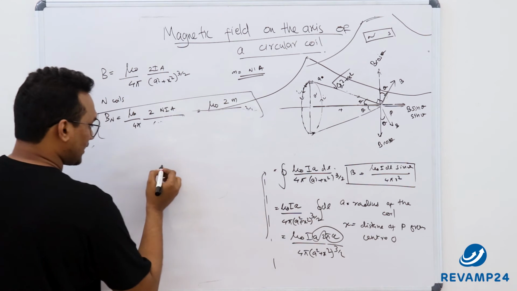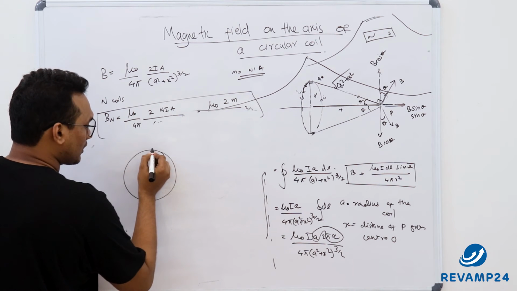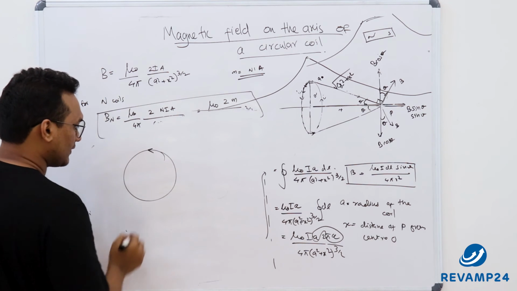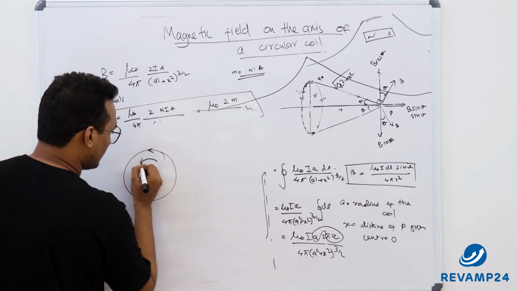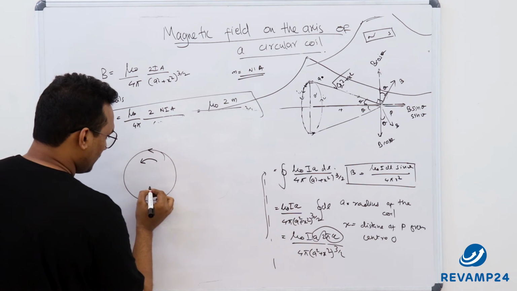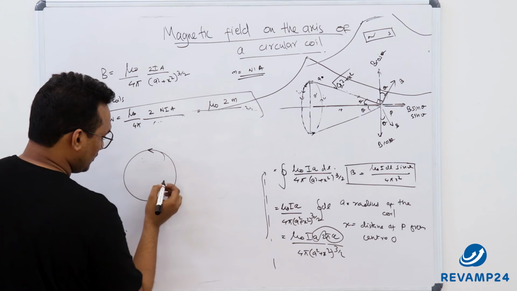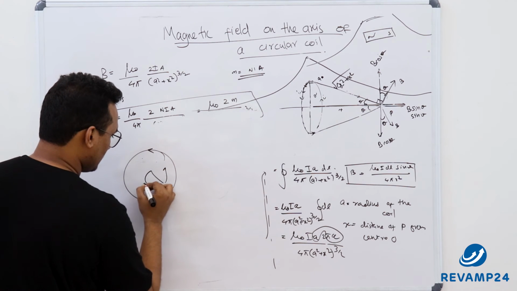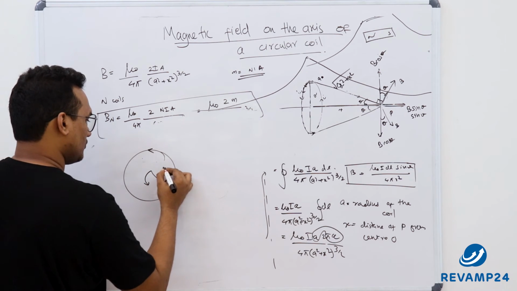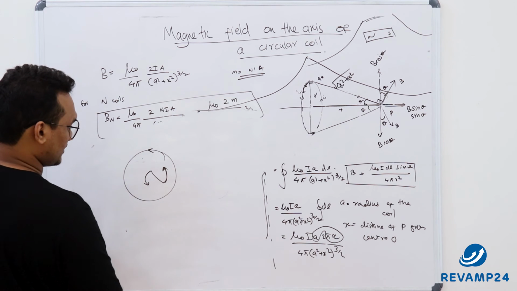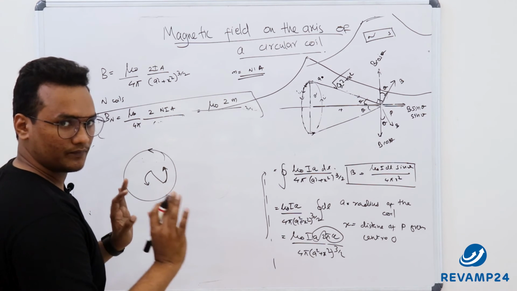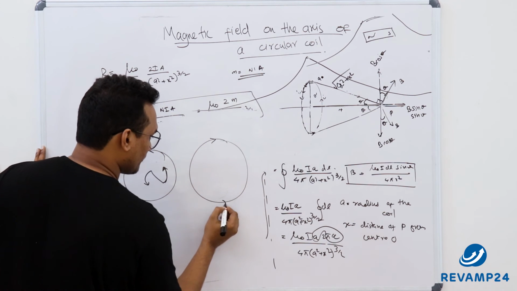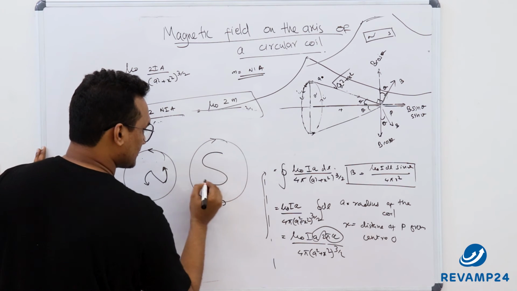Now, if the current is going in the counterclockwise direction, anti-clockwise direction, then you can mark it as north pole. Now when you have current going in the clockwise direction, that is south pole.